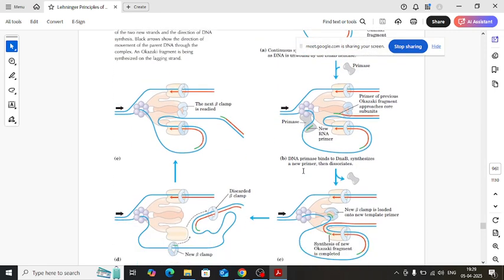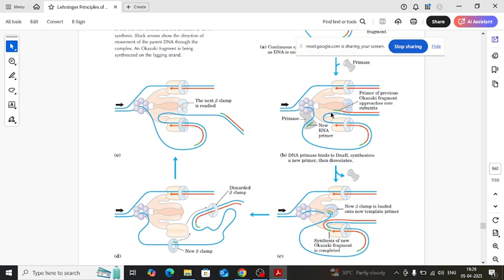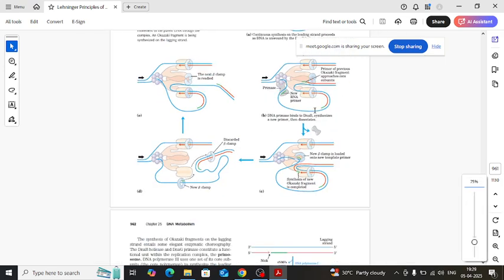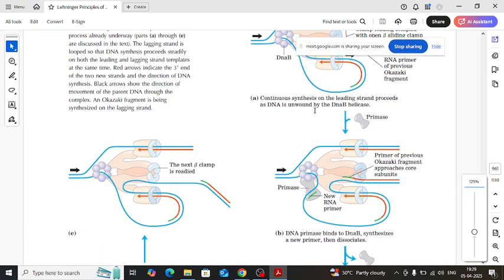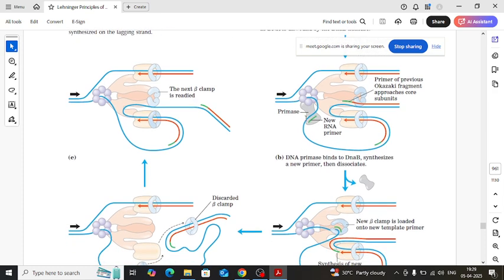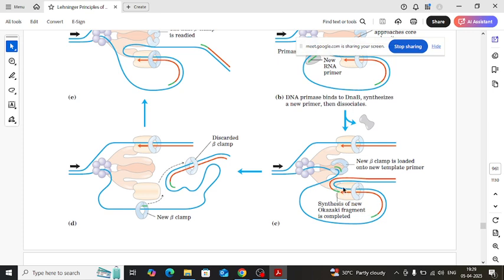And then again, after collapsing, the new primase will come. The new primase will make the new RNA primer for the next Okazaki fragment, and then again it will incorporate dNTPs in this direction here, right? And it will release, right? So now the new beta clamp will be loaded onto the new template primer, right? And then the old beta clamp will be discarded.